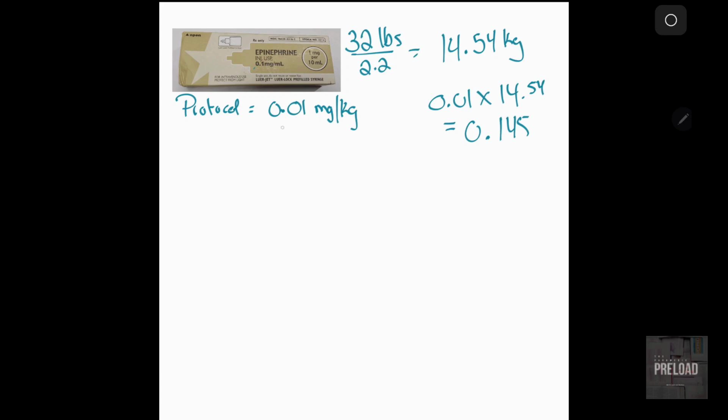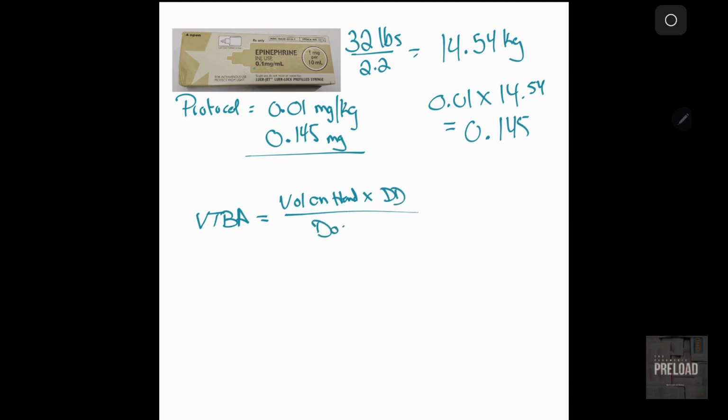So protocol says we should give 0.145 milligrams to our patient. So let's punch in that formula real quick. So volume to be administered, still looking for volume, times volume on hand, times desired dose. And then we're going to put that over our dose on hand.